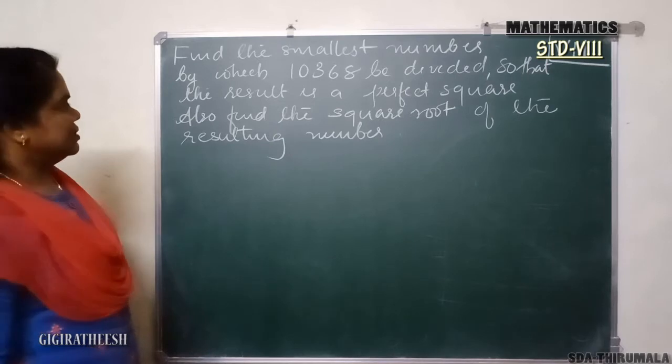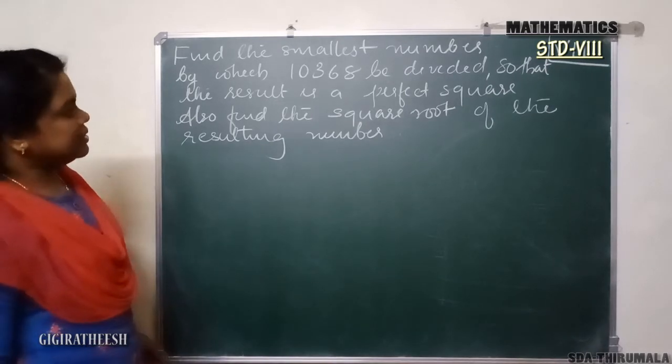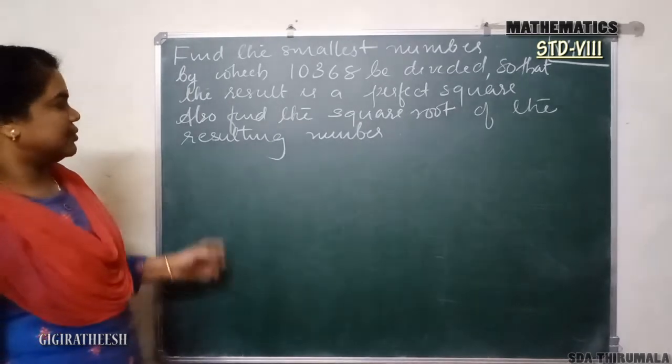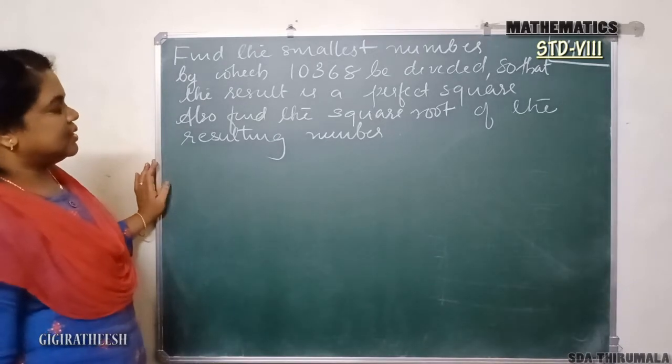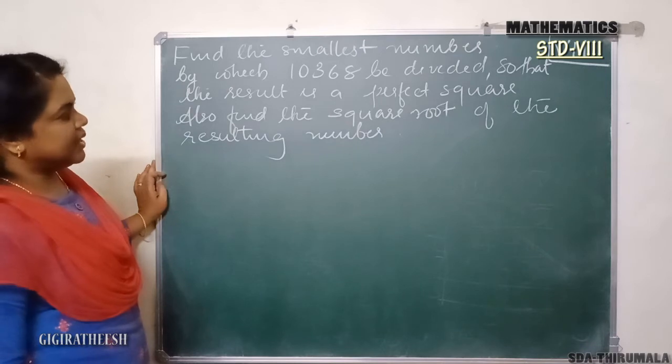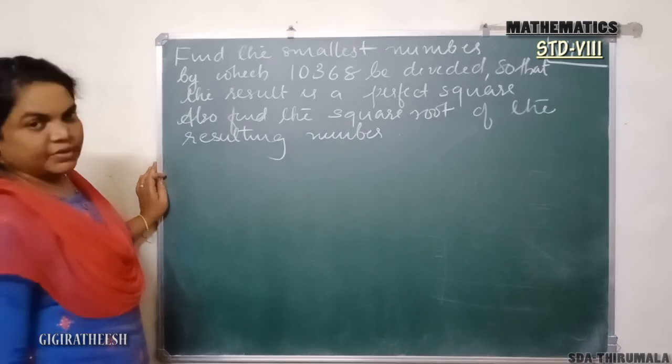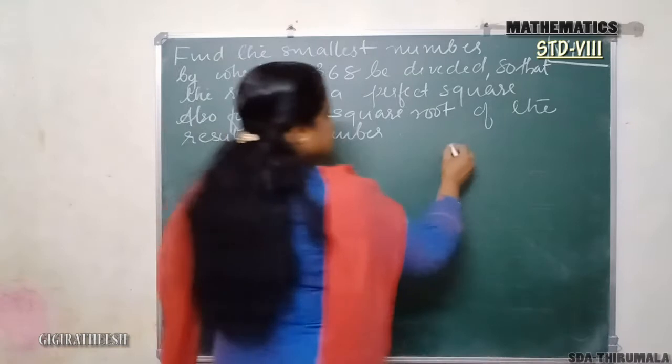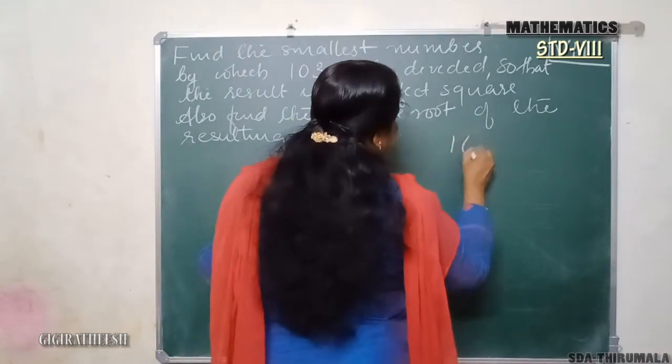Next question is, find the smallest number by which 10,368 will be divided so that the result is a perfect square. Also find the square root of the resulting number. First you divide it by prime factorization.